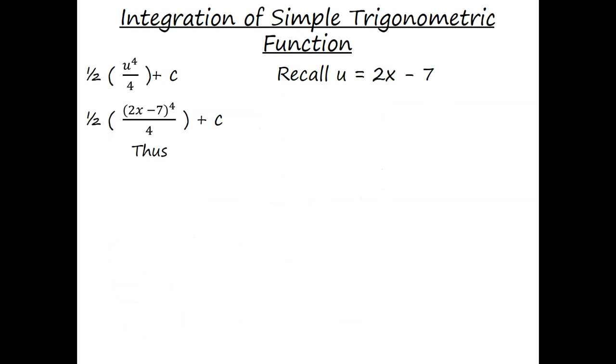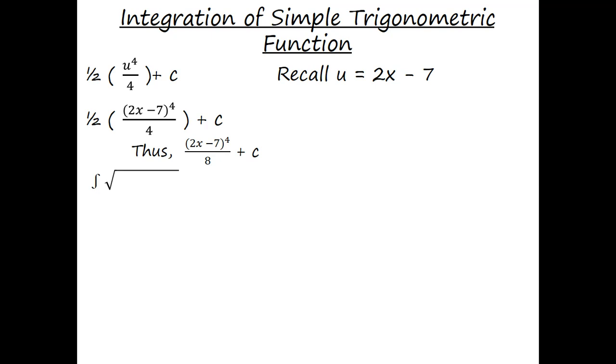So thus, we multiply and we have (2x minus 7) raised to the power of 4 divided by 8 plus c. And that is the final answer for the integration of this kind. Now we have looked at integration of power, because this has a power. We have looked at integration of trigonometry. We'll also look at integration of exponential. Now let's look at integration of expressions with roots.